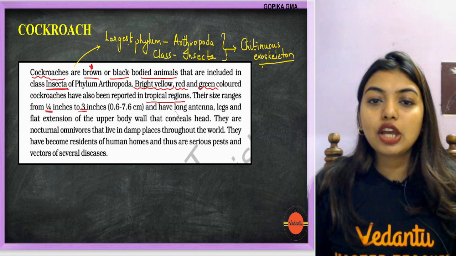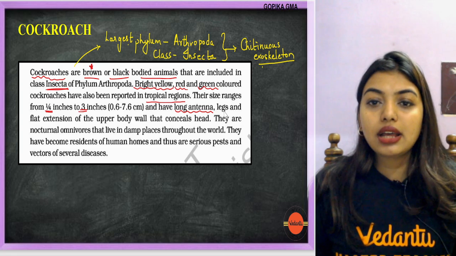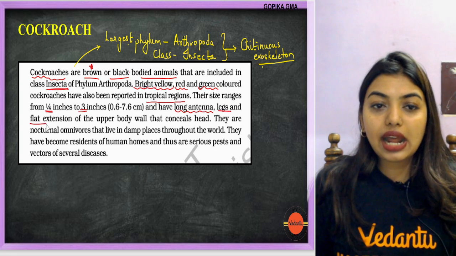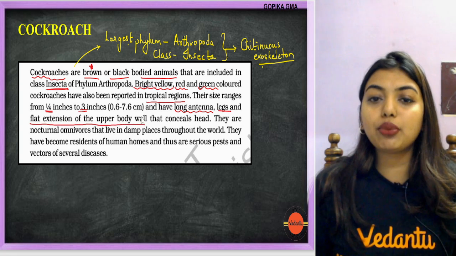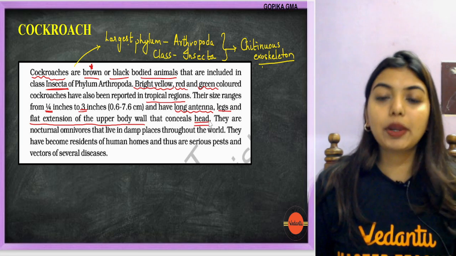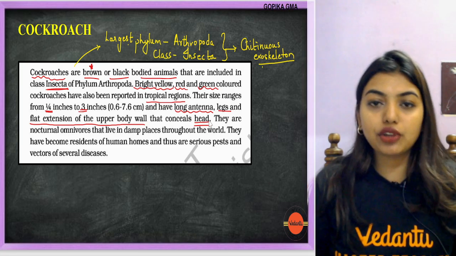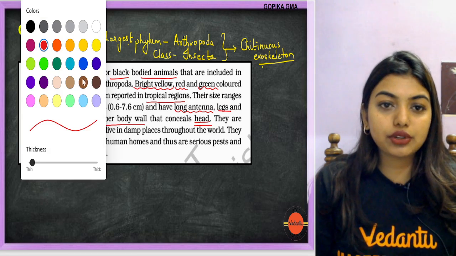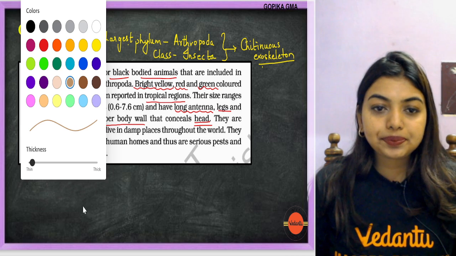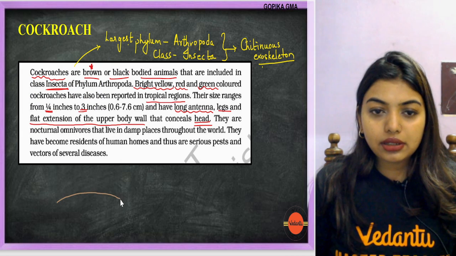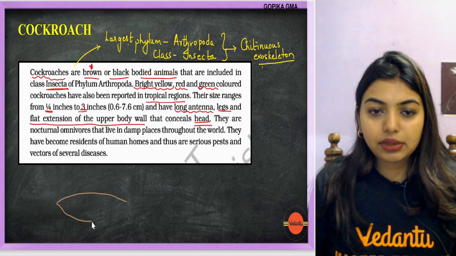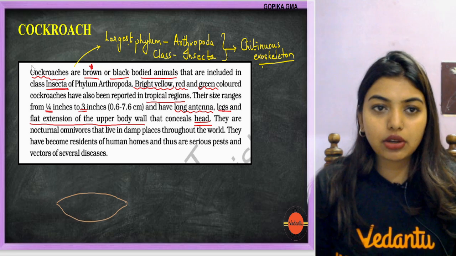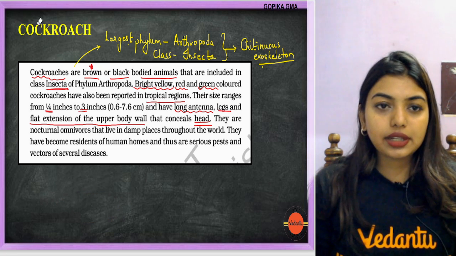So they have long antennae, legs and flat extensions of the upper body wall that conceal the head, okay? They have long antennae. If you have seen a cockroach, if you want me to draw a cockroach, I think it should be visible, okay? This is how the body will be. I'm drawing a 3-inch, bigger cockroach. One second.